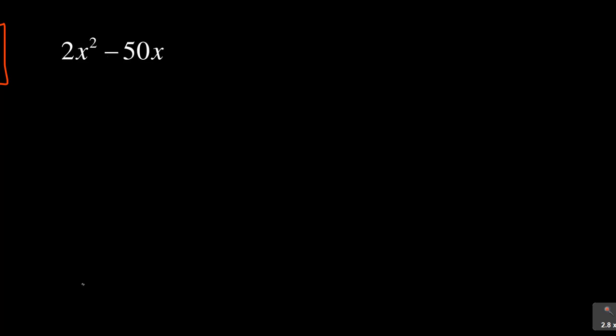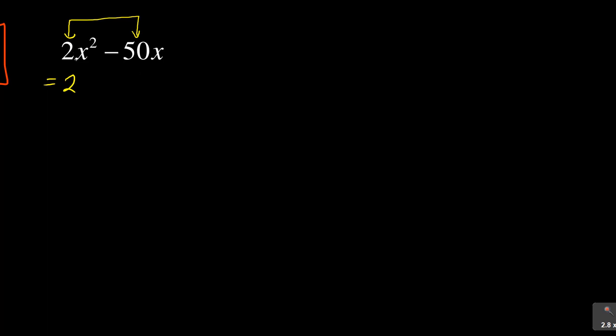The first thing you usually need to do when you want to identify what is common is to start with the numbers. You have to ask yourself, what is common between 2 and 50? In other words, you are looking for the highest common factor, the highest number that can go into 2 and 50, and you can see that 2 is the one that can go into both numbers.